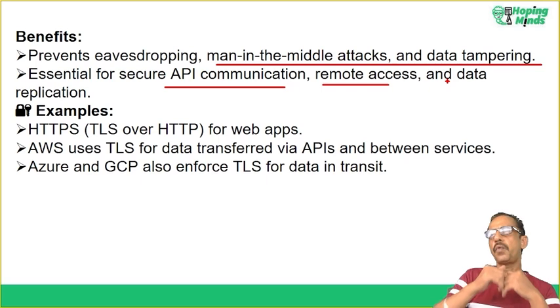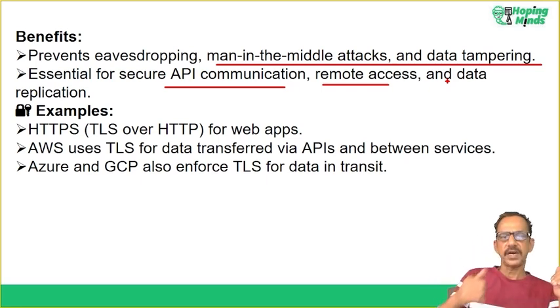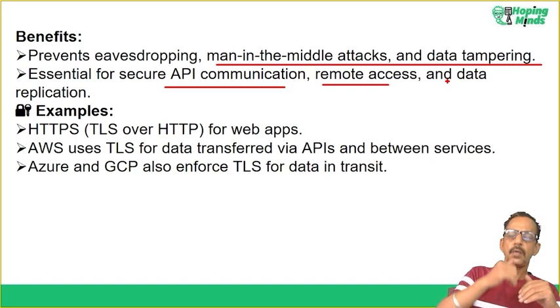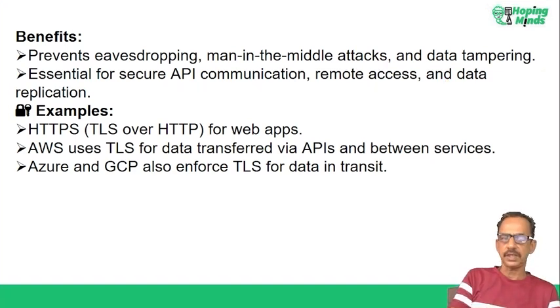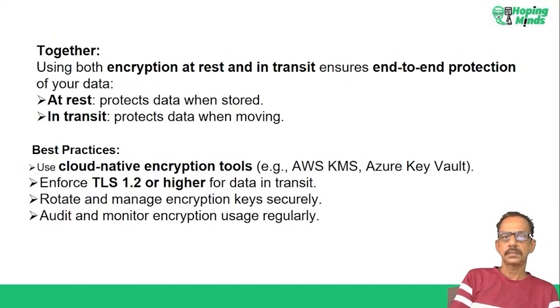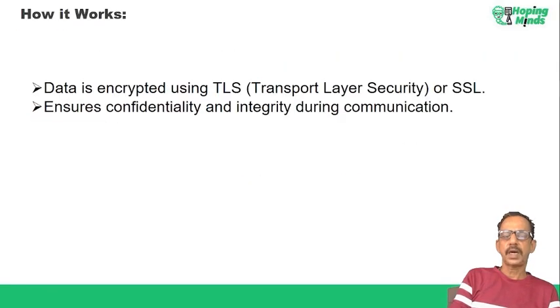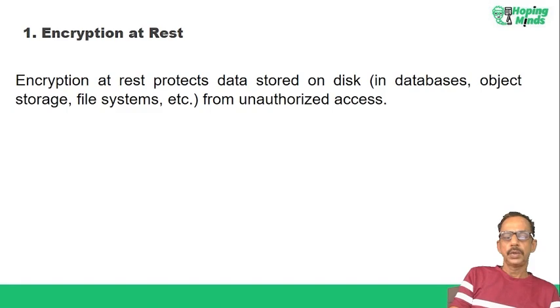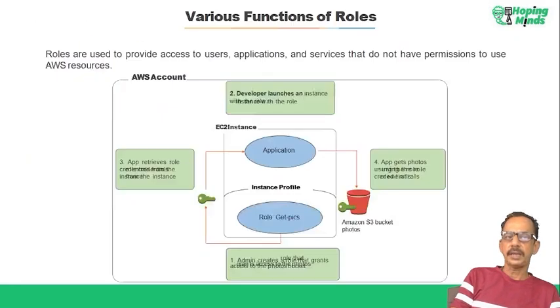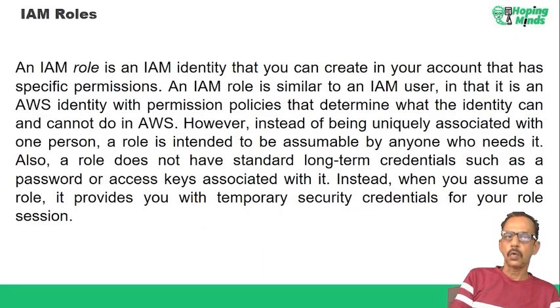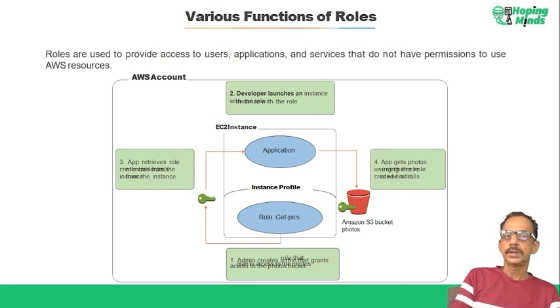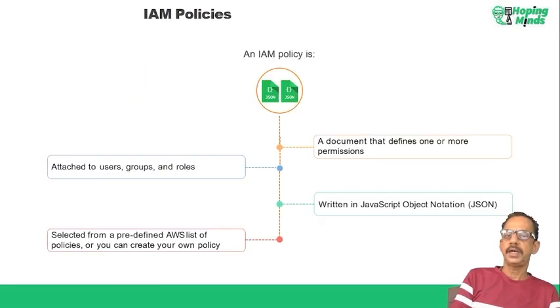It means how you want the data when it is on the wire, moving from one application to another, and at rest when this data is within your hard disk. Okay, so this is about data in transit and data at rest. So what did we discuss? We discussed IAM users, roles, and groups. Then we discussed data in transit and data at rest.